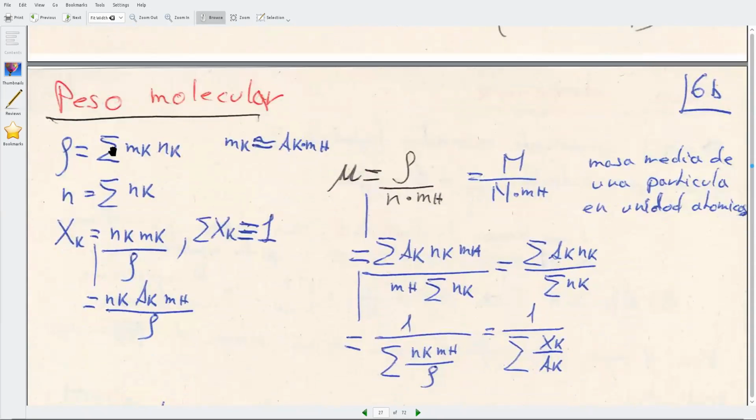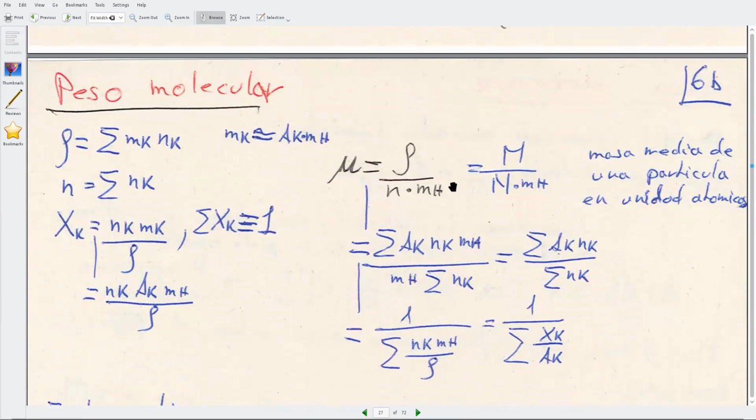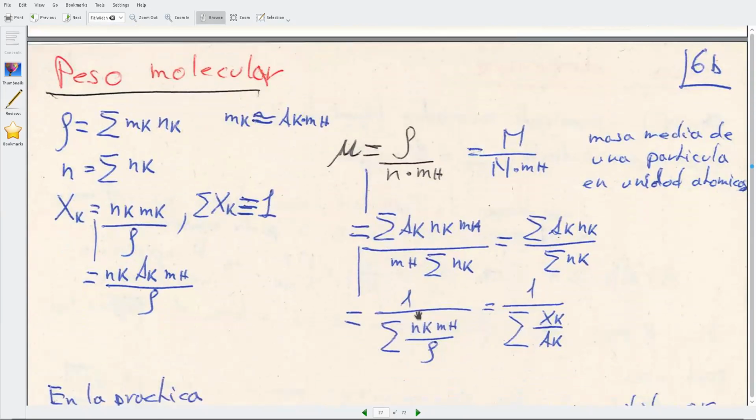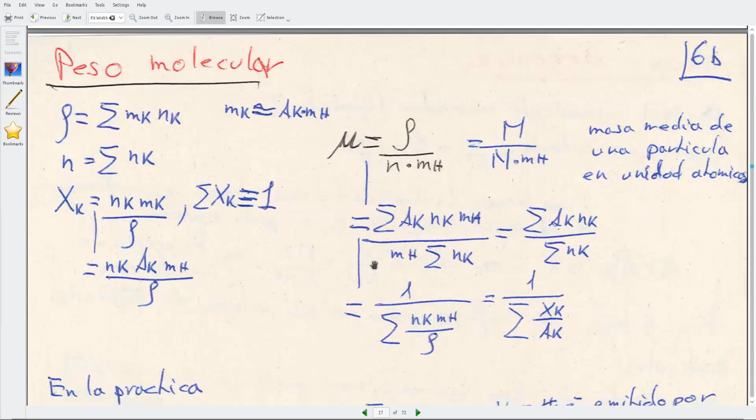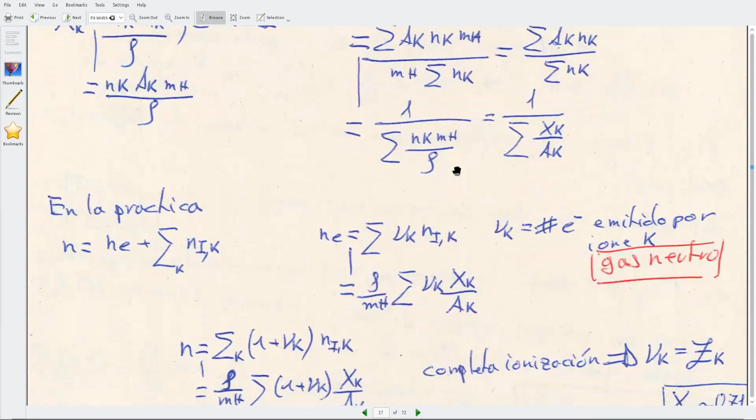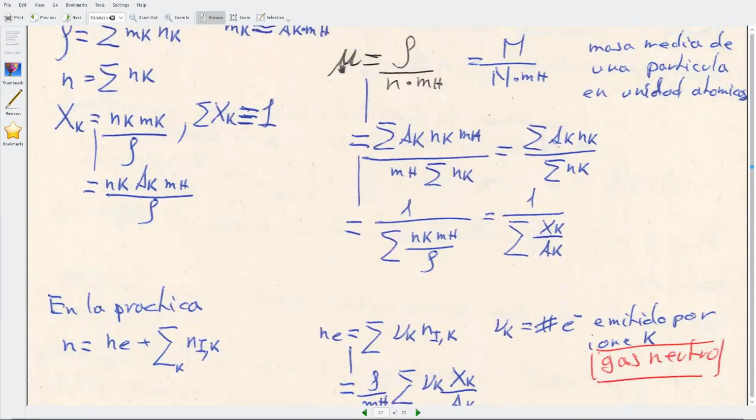The molecular mass we mentioned before. This is quite important because it permits us to put all the chemistry here. And how? In this way, you see, the mean molecular mass can be defined as the inverse of the sum of the mass fraction of each element divided by its mass number.